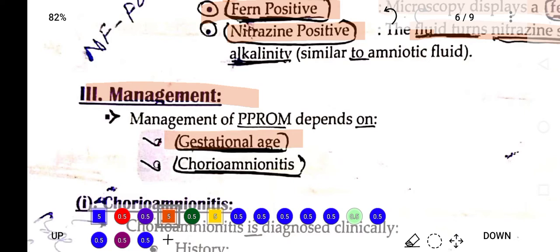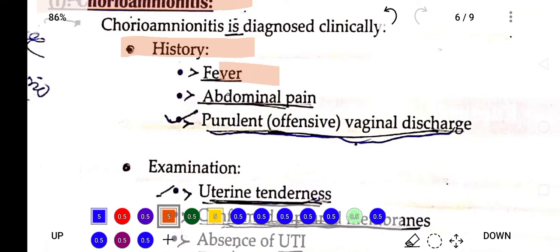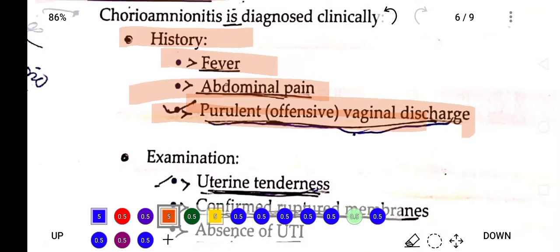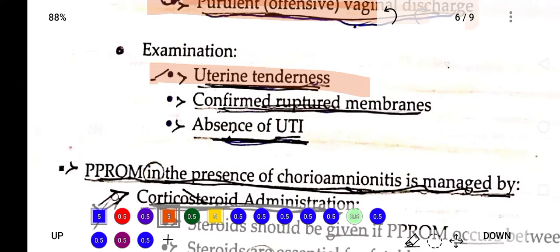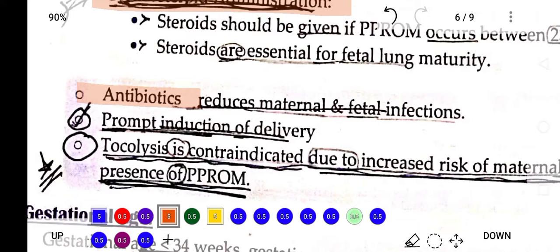Management will be gestational age calculation and chorioamnionitis estimation. So on this basis we can manage. In chorioamnionitis, the history of the patient will be taken. The patient will complain of fever, abdominal pain, and purulent offensive vaginal discharge. On examination, the uterus will be tender with confirmed rupture of the membrane, and absence of UTI. So preterm pre-labor rupture of the membrane can be managed by corticosteroid administration and antibiotic administration.